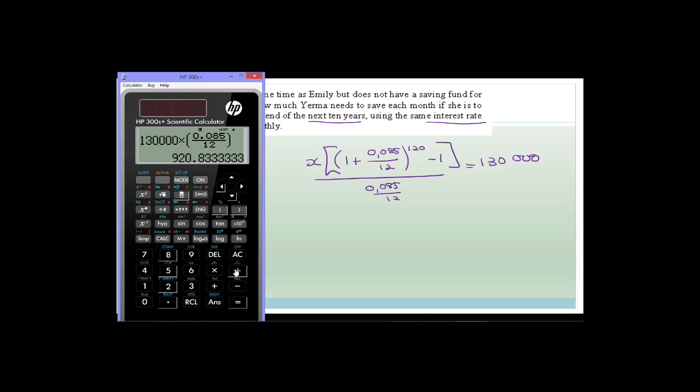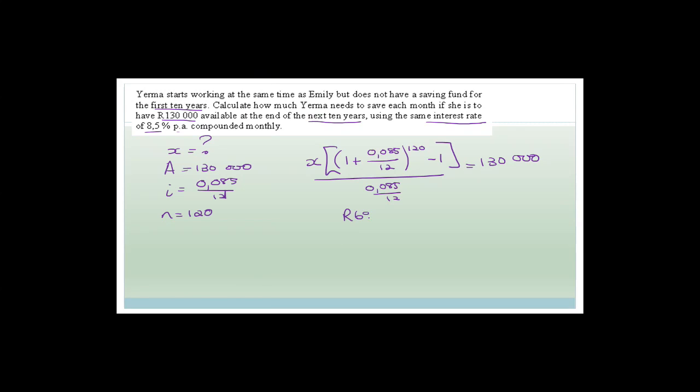Now we need to divide by this bracket. So now we're going to divide by bracket 1 plus this fraction, 0.085 all over 12, close bracket, to the power of 120, move over, minus 1, close bracket, equals. And the correct answer is 690.98. So she has to save 690.98 for the next 10 years in order to get more or less the same amount of money at the end of that second lot of 10 years. So it's quite a lot of money she has to save per month compared to 300. And notice that it's more than double.